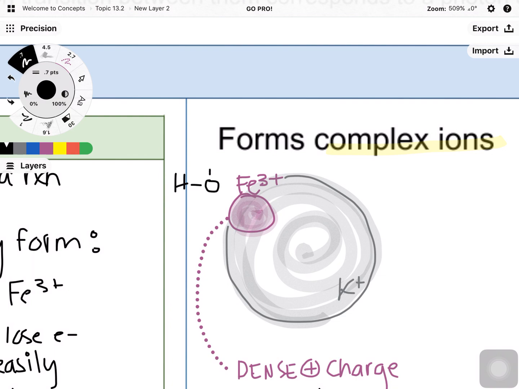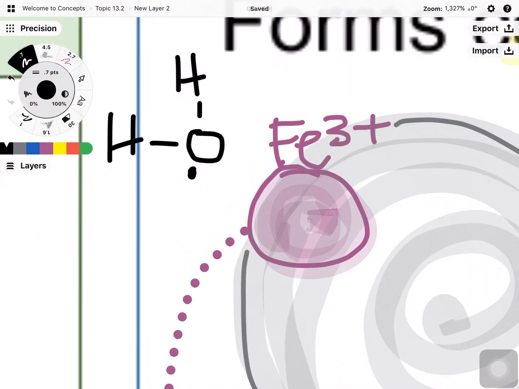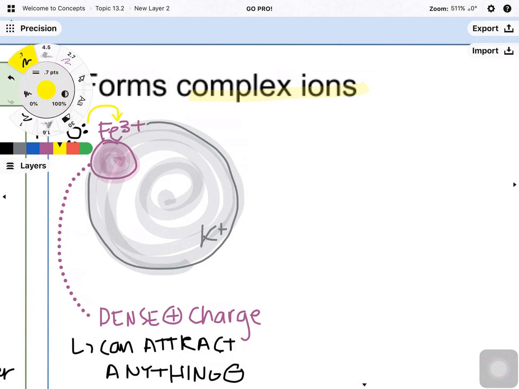Okay, so water is made of 2 hydrogens and an oxygen, and this oxygen actually has 4 electrons on it that aren't used for bonding. Now, because electrons are negative, they're actually attracted to this positive charge. And what they do is they can form a bond with this positive charge. And because the positive charge is so dense, iron 3 plus, for example, can actually attract 4 different water molecules.